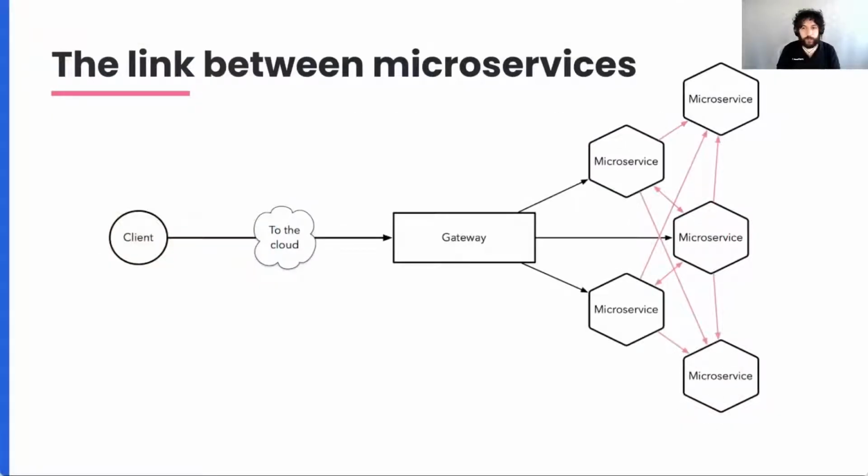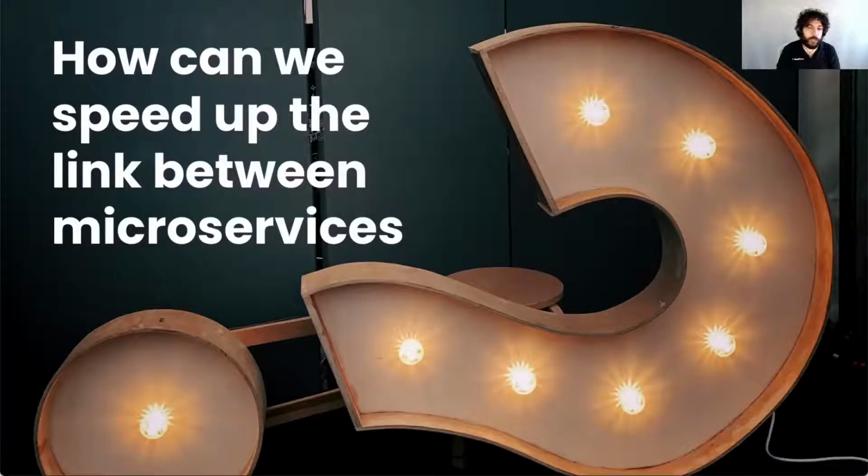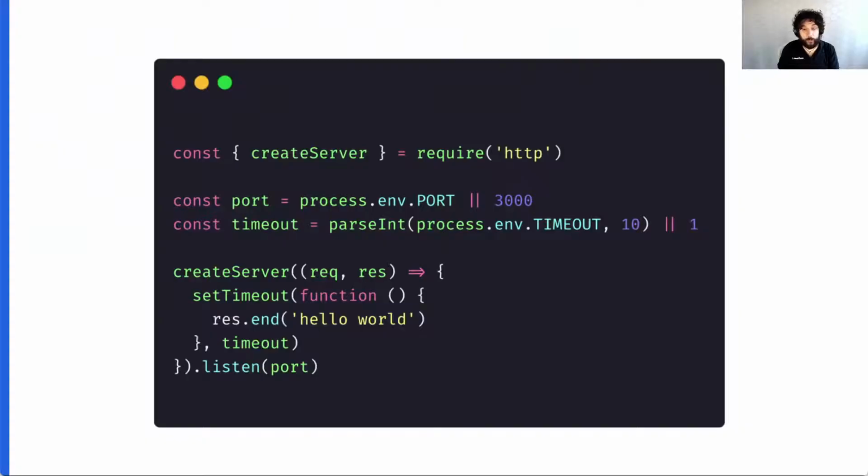Look at this, because if you want to make it fast, that link can add up pretty quickly. If you add more levels of latency, if that link becomes slow, then all your system is slow. So let's look at a very simple server.